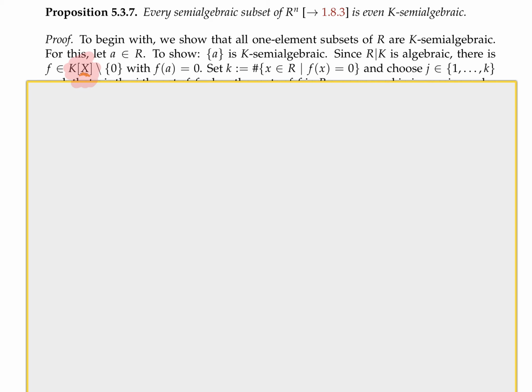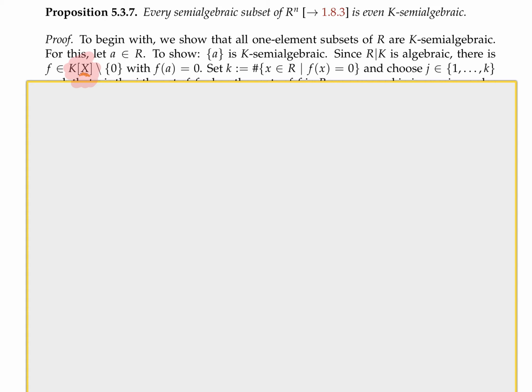With f of a equals 0, so you could take, for example, the minimum polynomial over k, and then set k to be the number of roots of this minimum polynomial f over R, and so it's at least 1, right? Because a is such a root.